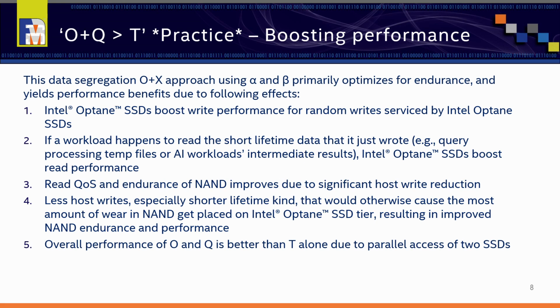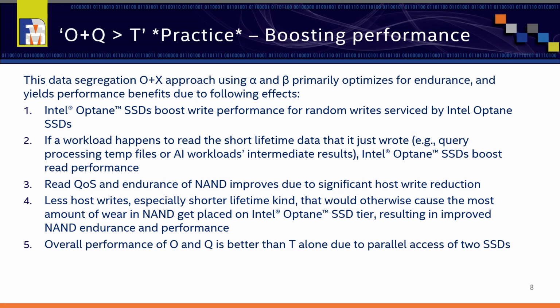The math and theory Kapil just described is mainly for optimizing endurance. But in addition to that, it also provides some performance improvement. This is because of several reasons. First, write performance for random writes would be optimized by Intel Optane SSD. A lot of random writes will be capped by Optane SSD, thus providing better endurance.